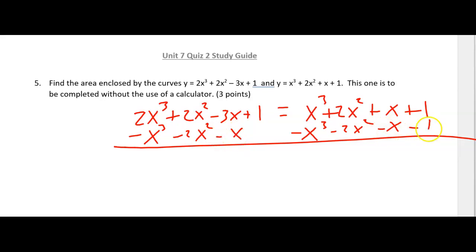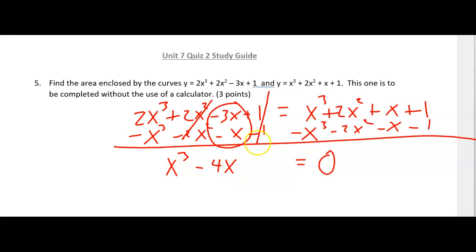And I'll also minus the 1. And let's see what comes out as a result of that. So everything on the right side is gone now. And on the left side, I've got x cubed. Those are gone. These become minus, looks like 4x. And then these are gone. So I've got that. All right, the next thing we're going to do is we're going to solve this equation.